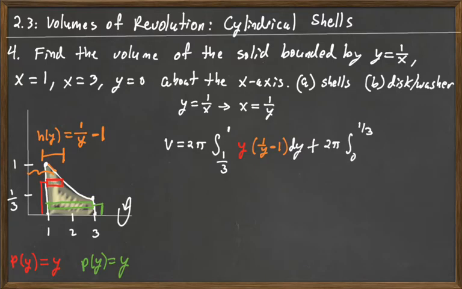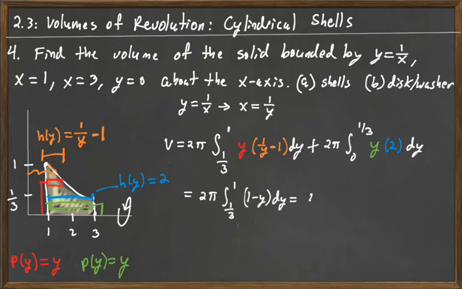So 2 pi integral from 0 to 1/3. And actually the bottom portion is simply a rectangular piece, so that's going to be pretty nice. So it's going to be 2 pi integral from 0 to 1/3, and the height is going to be a distance of 2 the whole time. Okay. All right, so that's going to be 2 pi integral from 1/3 to 1 of 1 minus y dy plus 4 pi integral from 0 to 1/3 of y dy.